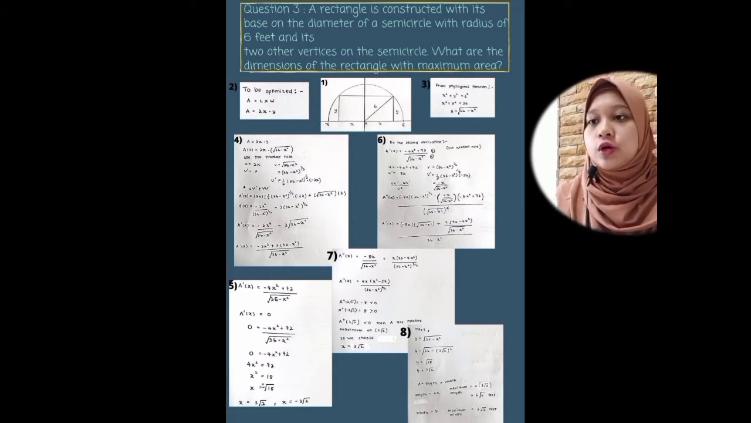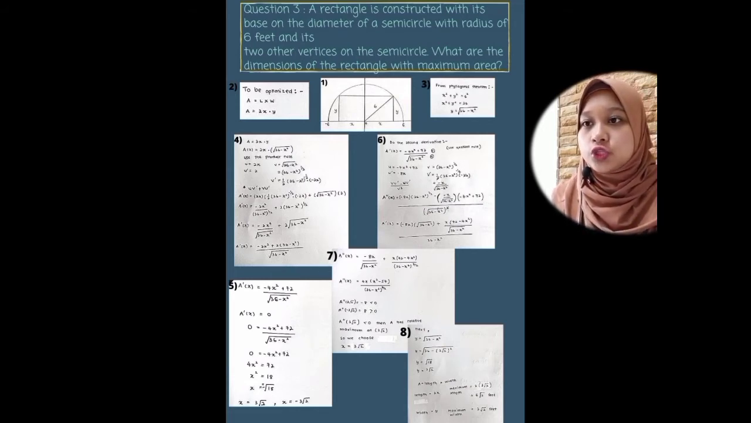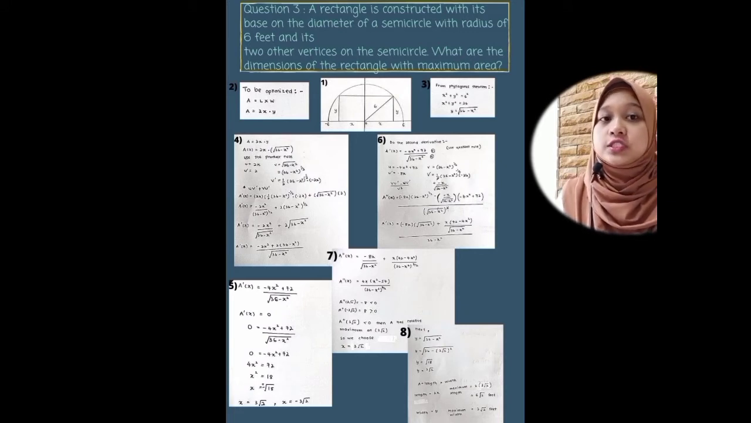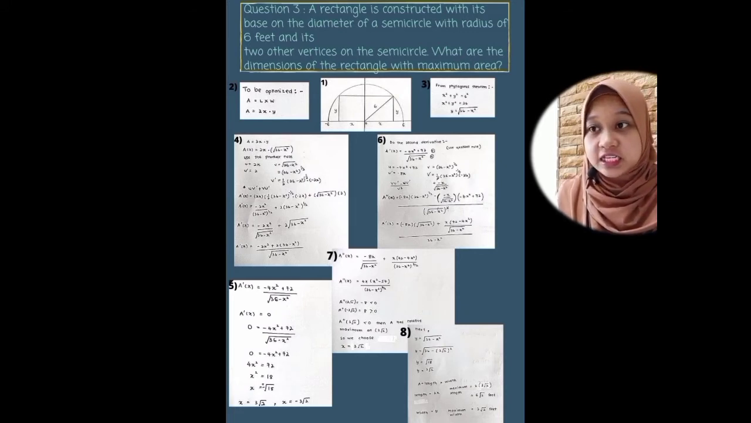And after that, we use the Pythagoras theorem, which is x squared plus y squared equal to 6 squared. Why is it 6? It is because, as we know, at any point of the circle, the radius will be the same. So it is equal to 6, and we get y equal to square root of 36 minus x squared.